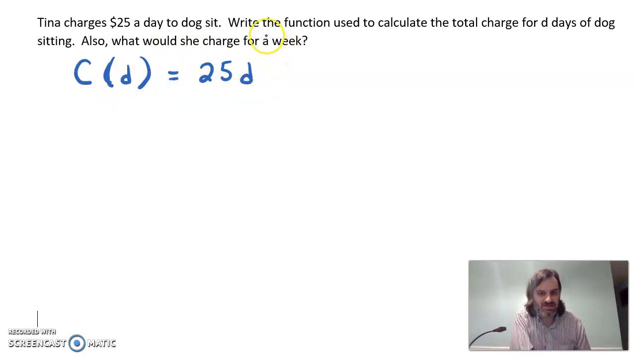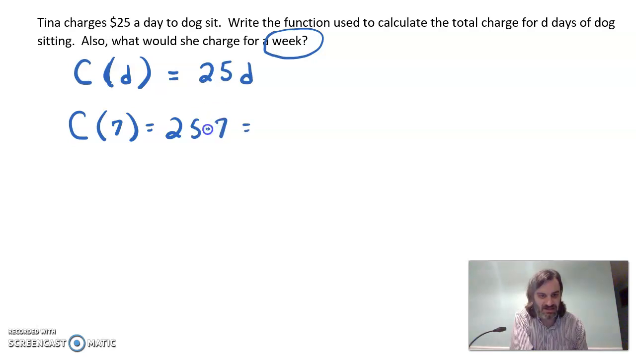And then when we ask what will she charge for a week, well, we know a week is 7 days, right? So C of 7 would be 25 times 7, which I'm guessing is 175, but let me try my calculator before I look silly. Yes, $175 is what she would charge to dog sit for an entire week in this scenario.